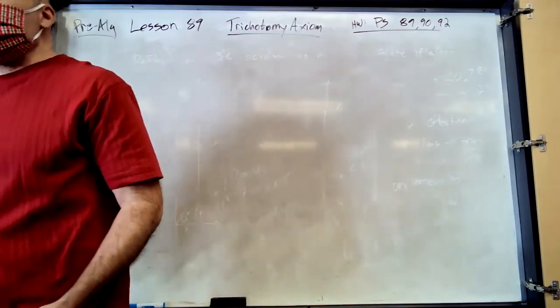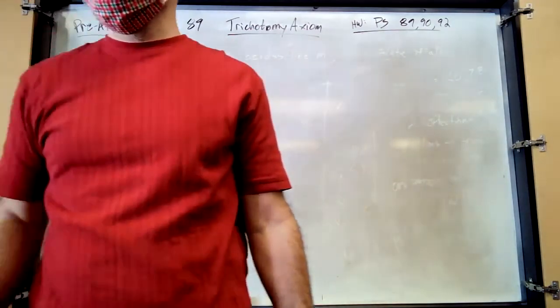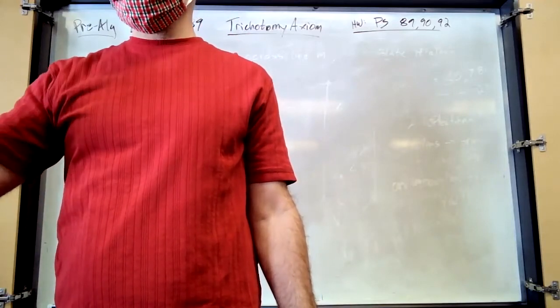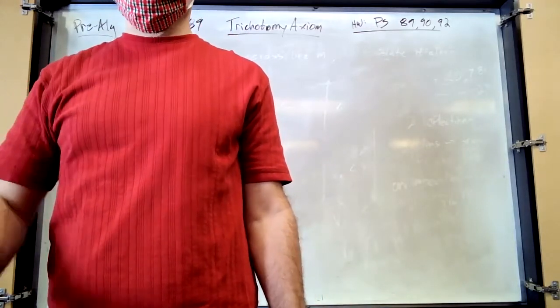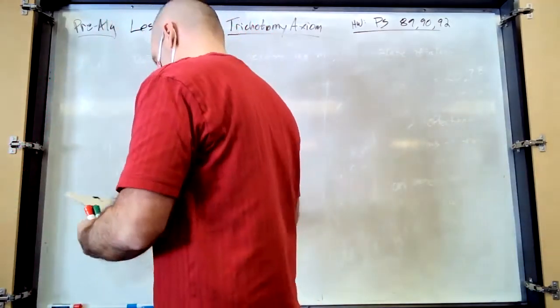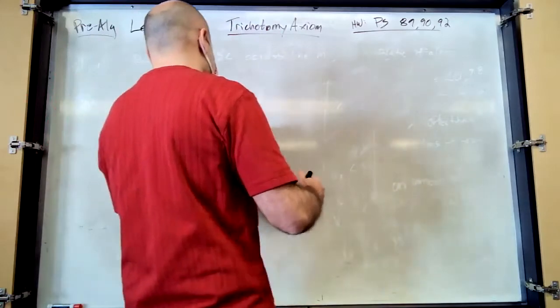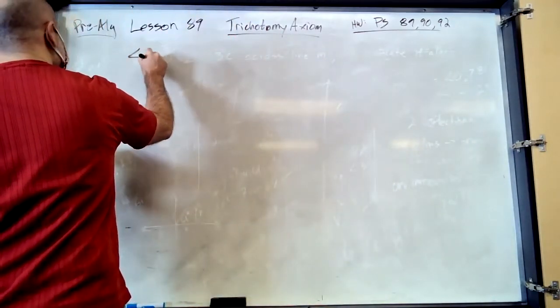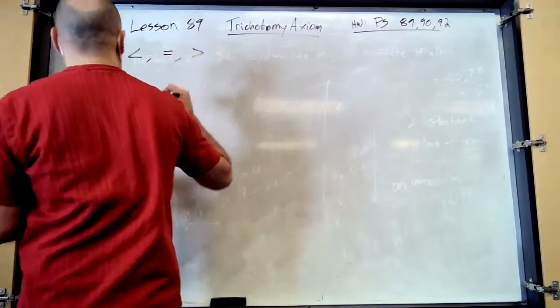Okay, trichotomy axiom is this. One number is either equal to another number, greater than that number, or less than that number. That's it. It's not complicated. So basically, you've got these three symbols: less than, equal to, or greater than.